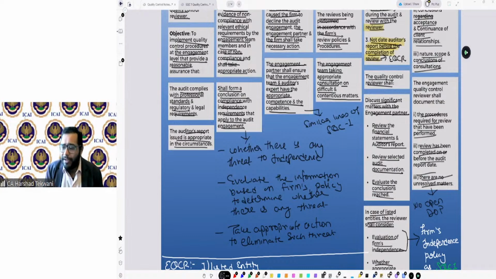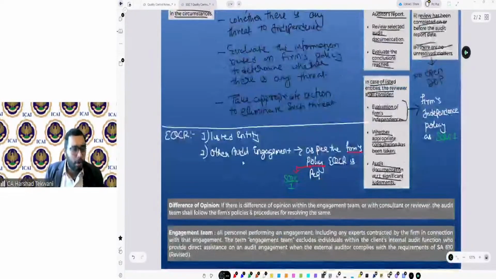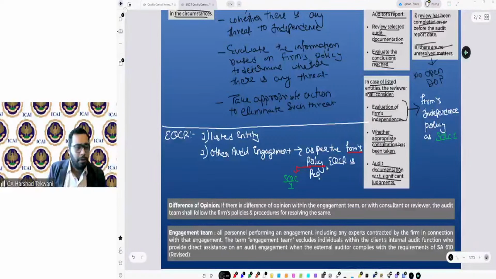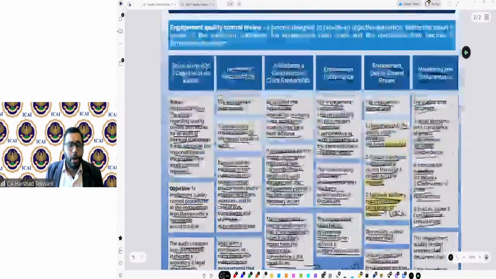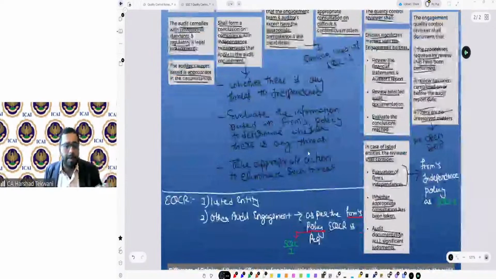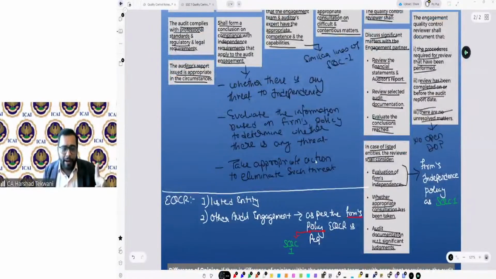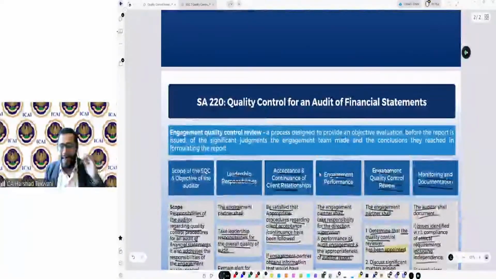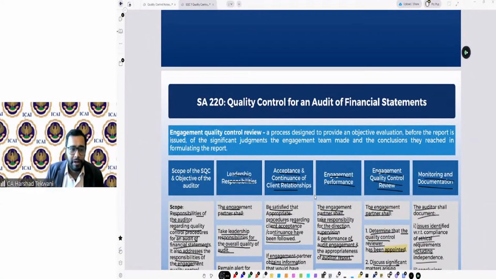Yes, Sumit. The SA 220 is only applicable for the audit of listed entities or other audit engagement as per the firm's policy where the EQCR is mandatory. Oh, sorry. It is applicable for all the audits, not only for the audit of listed entity. EQCR is applicable for the listed and other audit engagement. But when I say SA 220, it is applicable for all the audits, not only for listed.